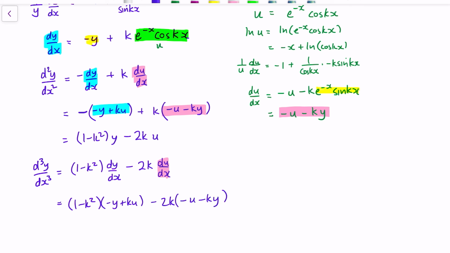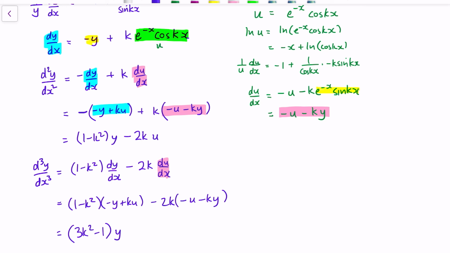Why am I doing this? I'm trying to get it into a form c times y. So wherever there's derivatives, I want to replace the derivatives with multiples of the original function y. And then we've got some like terms again. We've got 1 minus k squared times negative y. And then later on we've got minus 2k times negative ky. So that's going to give us 2k squared plus another k squared. We're going to get 3k squared minus 1 all times y.